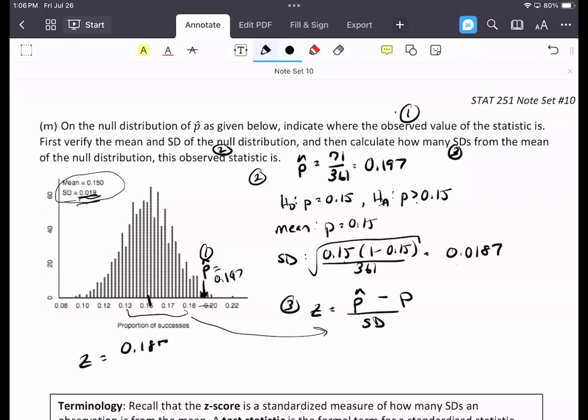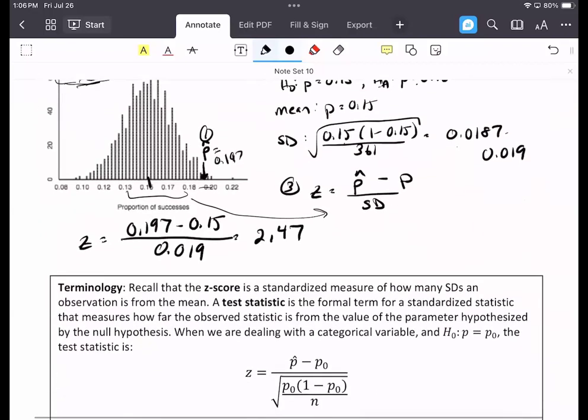So z in this case would be, oops, excuse me, we have 0.197, that's the p hat, minus 0.15, assuming that's what we centered it on, divided by 0.019. I'm rounding to 0.019 to make the calculation a little easier. And I end up with 2.47. So St. George's mortality rate is 2.47 standard deviations above the hypothesized value. So that's what we're looking at.